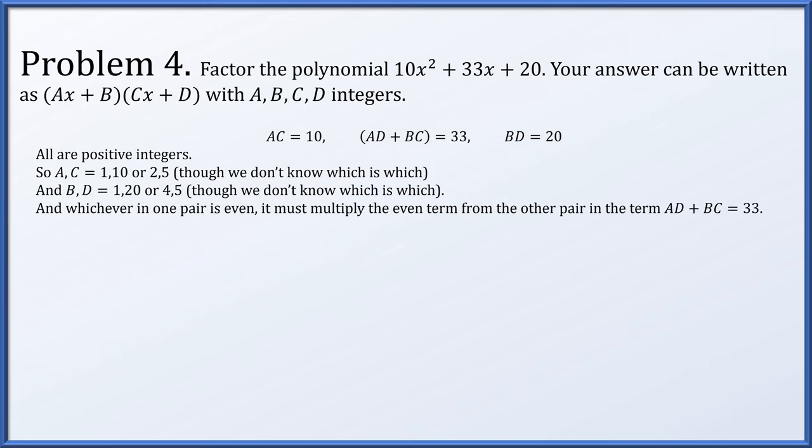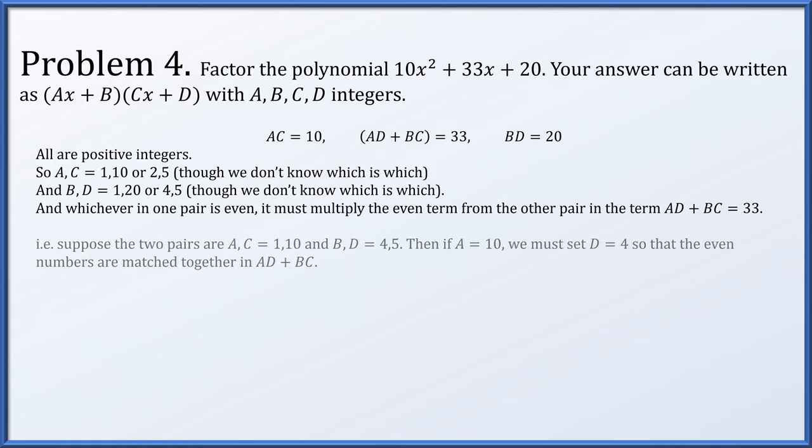So we've established AC must be 10, AD plus BC must be 33, BD must be 20. Either they're all positive or they're all negative. We're going with the solution where they're all going to be positive. We have a few possible pairs. As a pair, A and C might be 1 and 10 or 2 and 5. And again, I haven't narrowed down which one could be which. And the pair B and D could be 1 and 20 or possibly 4 and 5. And in each of these possible pairings, the odd has to multiply the odd and the even multiply the even in the expression AD plus BC.